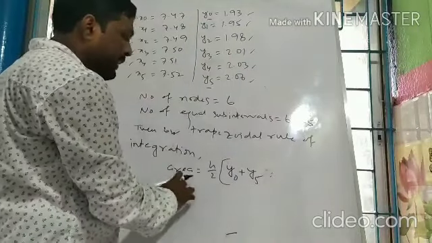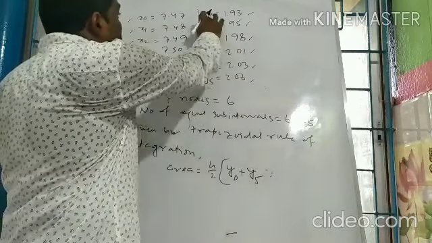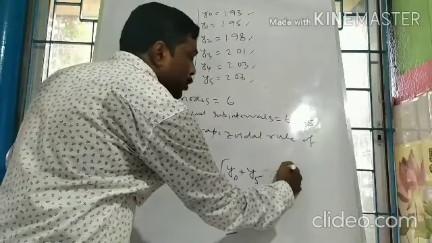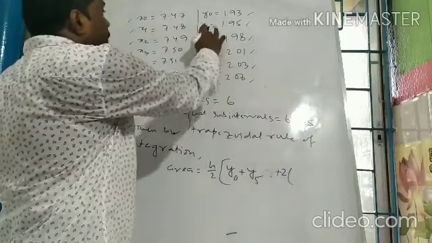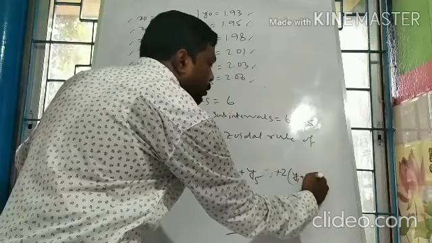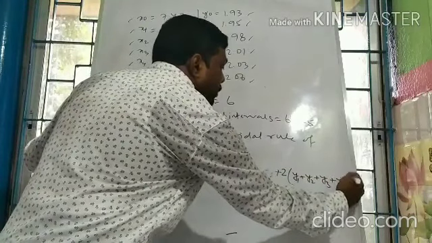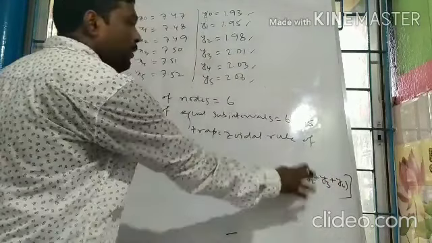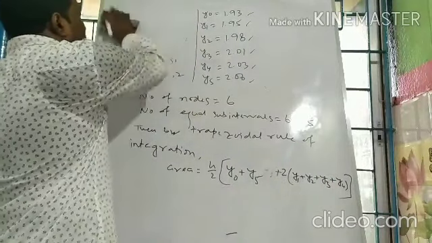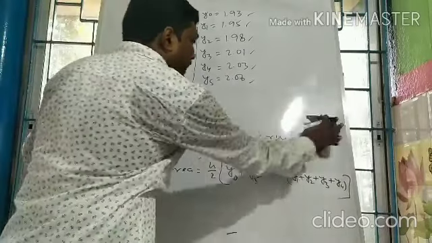So area equals h by 2, into y0 plus y5, the sum of the first and last ordinates, plus 2 into the remaining ordinates, y1, y2, y3, y4. This is 2 into y1, y2, y3 and y4, because you cannot apply Simpson's 1/3 rule; you have to apply the trapezoidal rule.